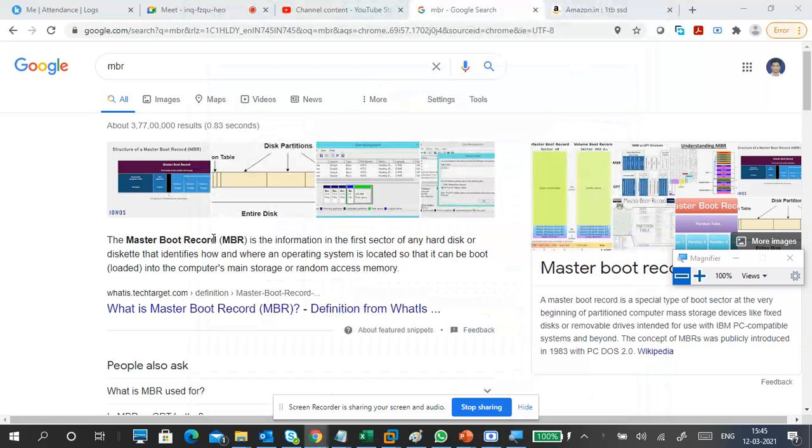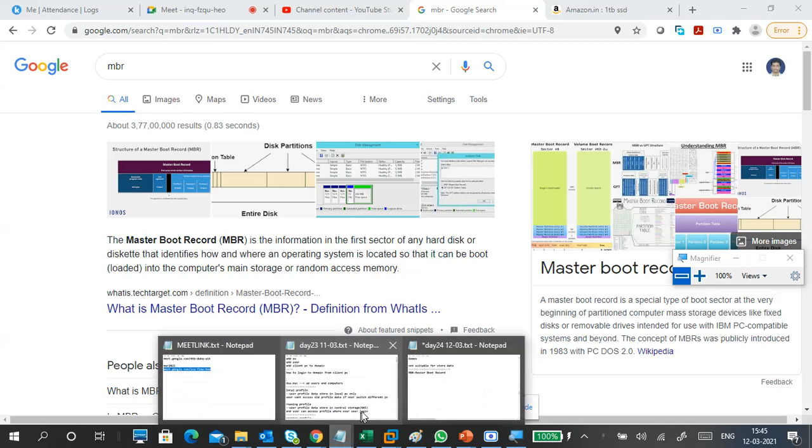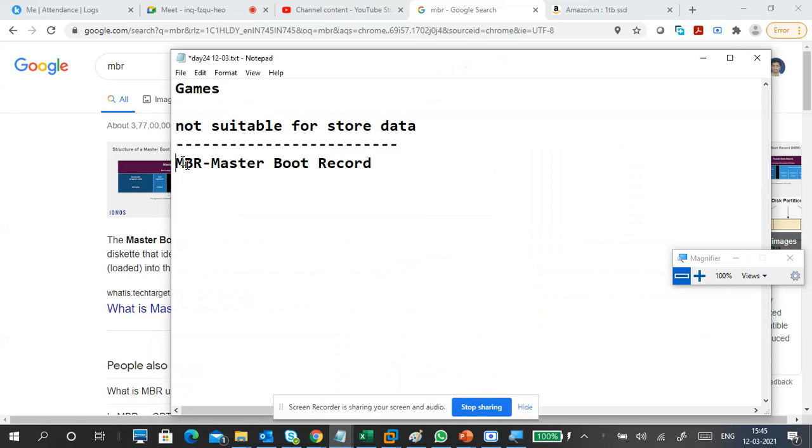Okay, what is a master boot record? It is used when you are using a BIOS. When you add a disk, it will ask what type of disk you want. If you select master boot record, the disk type is master boot record. It is not a physical connection; it is a type of disk type.